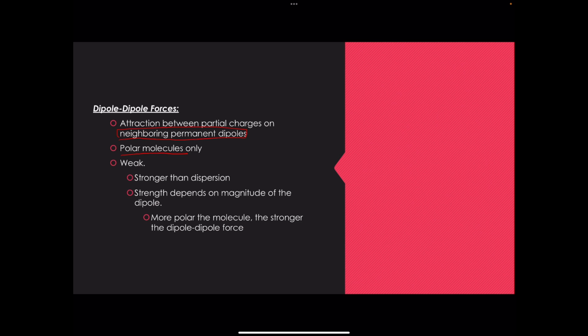Now these are still fairly weak intermolecular forces. They're stronger than our dispersion forces, but they're still fairly weak. Their strength, however, depends on the magnitude of the dipole. The more polar the molecule, the stronger the dipole-dipole force.